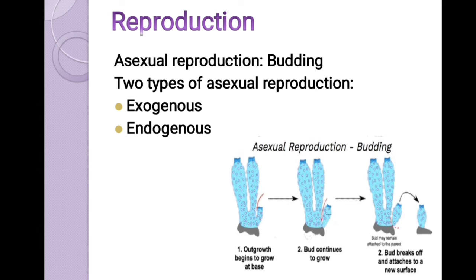Now let us know about its reproduction. So sponges have two types of reproduction: asexual reproduction by budding. So in asexual reproduction, it is of two types: exogenous, where the bud is formed outside the body, and endogenous, where the bud is formed from inside the body.